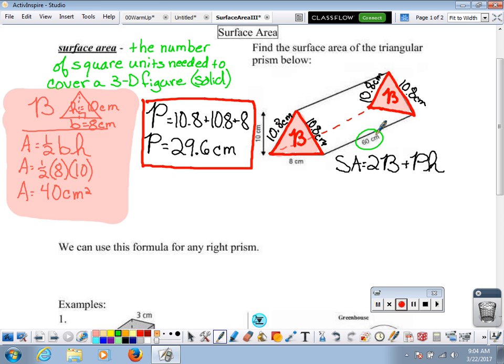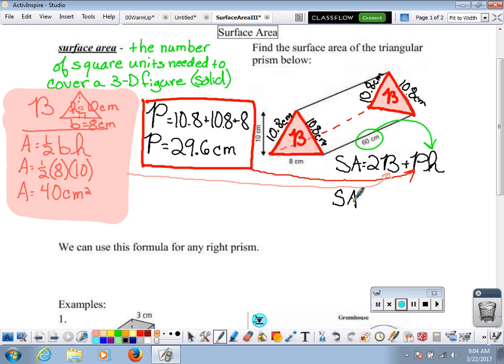They are 60 centimeters apart. So, I'm going to take all of those pieces and sub them into this formula. Okay, I have the 60 centimeters is how far apart. That's my height of the prism. I have the 29.6 centimeters. That's the perimeter of that capital B base. And I have the 40 square centimeters, which is the area of one of those triangles. So now we'll take all of those pieces and we'll sub them all in.